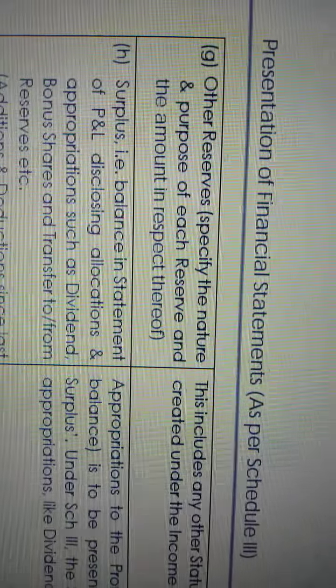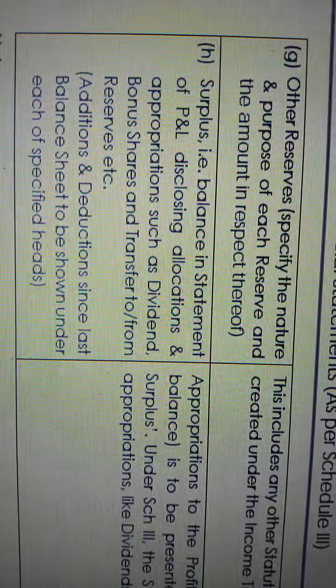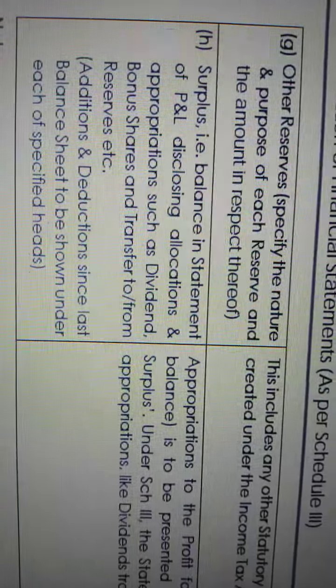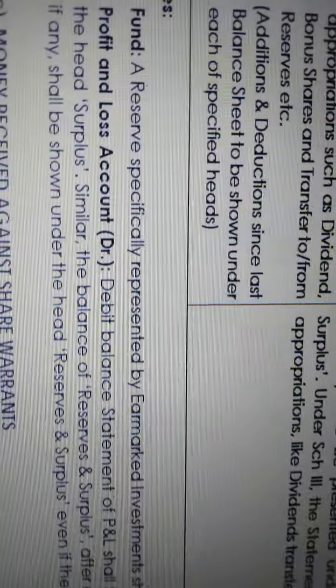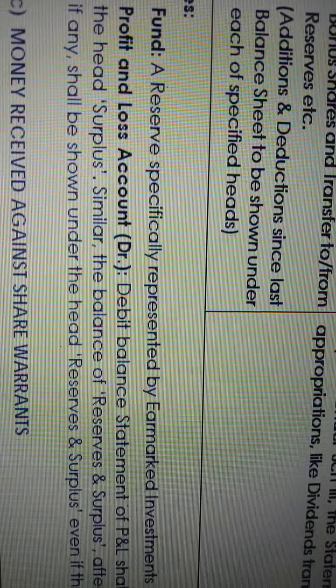Other reserves, any other reserves should be transferred here, and surplus in the balance in the statement of P&L, that is your P&L account credit balance. Okay, if it is a debit balance, P&L debit balance, what to do?